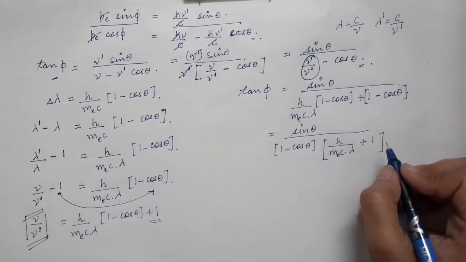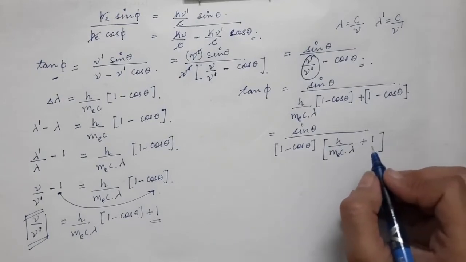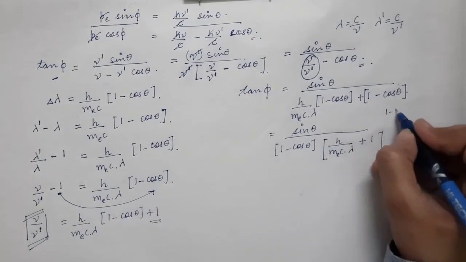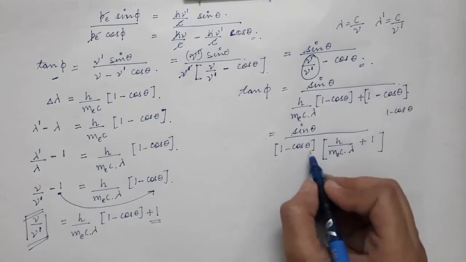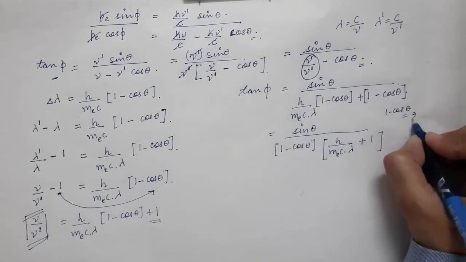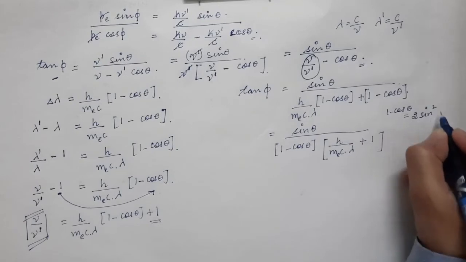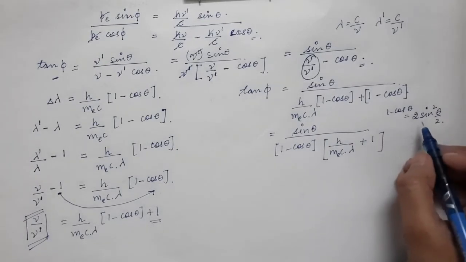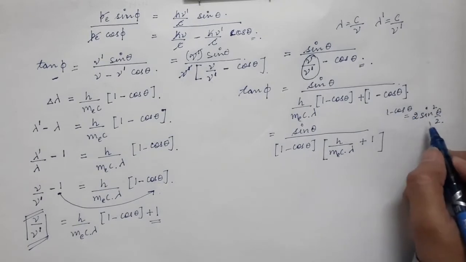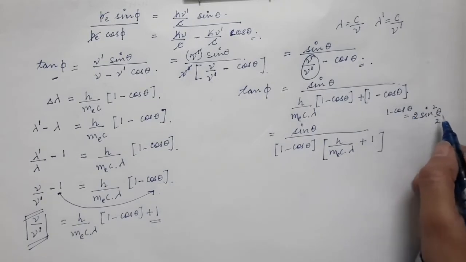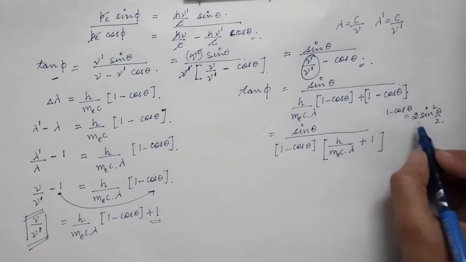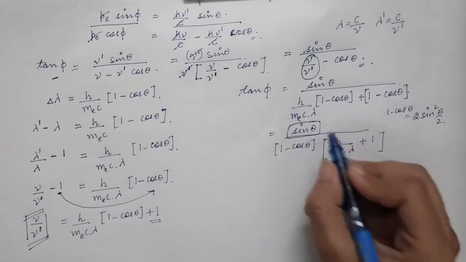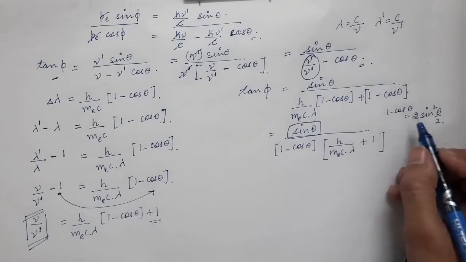And now over here we are going to use the expression of 1 minus cos theta, which is nothing but equal to 2 sine square theta divided by 2. So we are going to use this identity: 1 minus cos theta is equal to twice sine square theta by 2, and also we are going to use an identity for sine of theta.